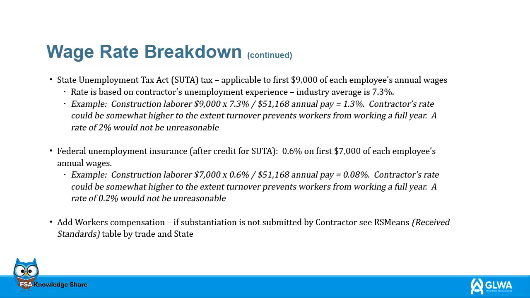Federal unemployment insurance, after credit for SUTA, is 0.6% on the first $7,000 of each employee's annual wages. Here is an example for a construction laborer. $7,000 times 0.6% divided by $51,168 annual pay equals 0.08%. The contractor's rate could be somewhat higher to the extent turnover prevents workers from working a full year. A rate of 0.2% would not be unreasonable. Add workers' compensation if the contractor does not submit proof. RS Means is a table by trade and state.